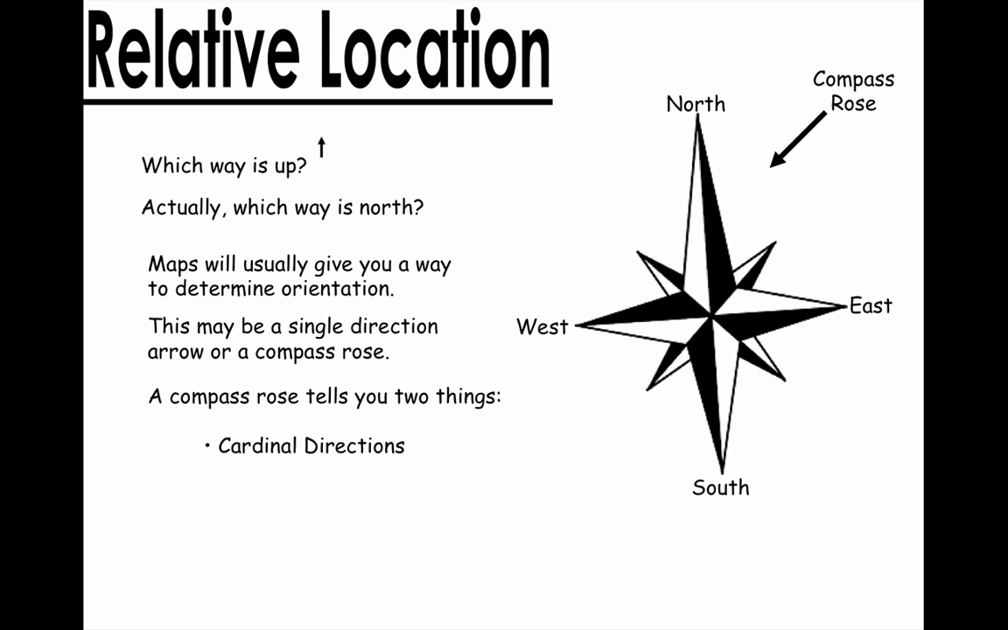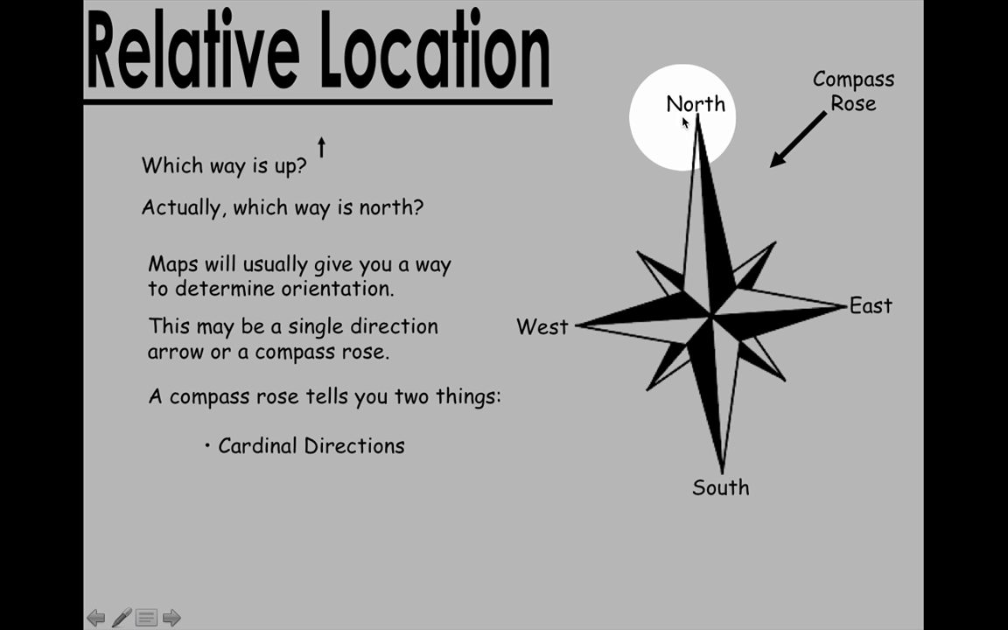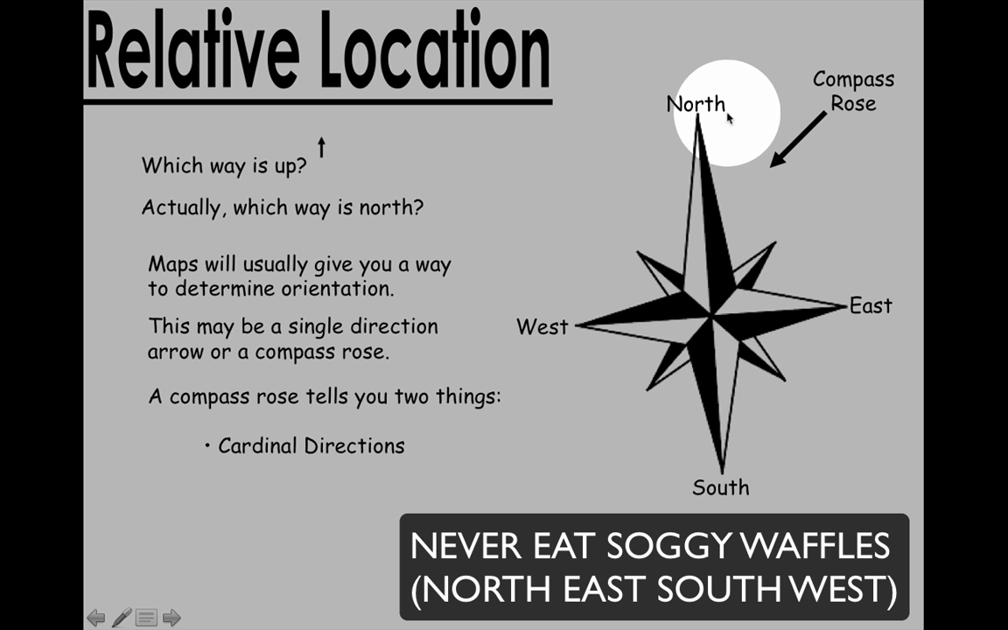It gives you cardinal directions: north, east, south, and west. An easy way to remember these is going around the compass rose. Never eat soggy waffles. NESW.